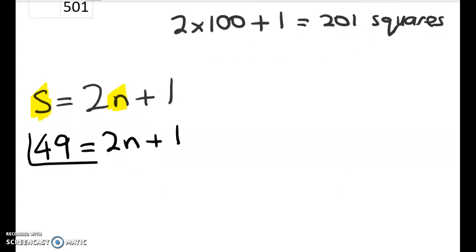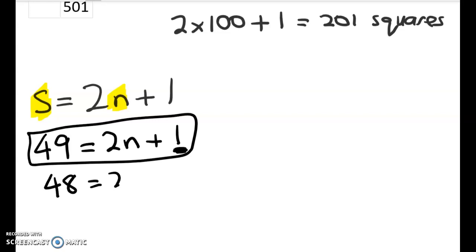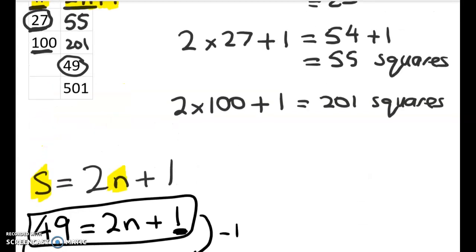And we know how to solve these because we've just finished a whole lot of work on two-step equations. So subtract 1 from both sides. We get 48 equals 2n. Right, so take away 1 on both sides, and now we divide by 2. And we get 24 equals n. So that tells me that the 24th pattern will have 49 squares. So we'll fill that in there.